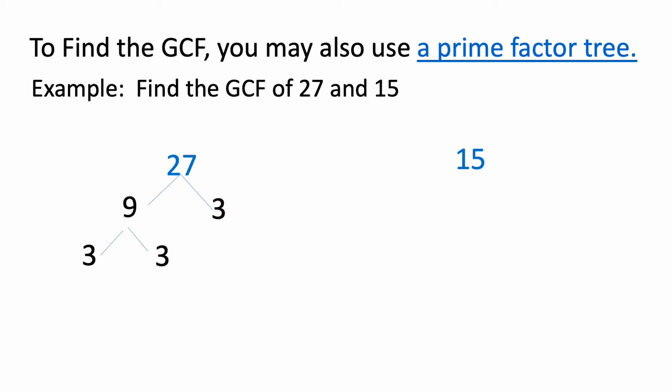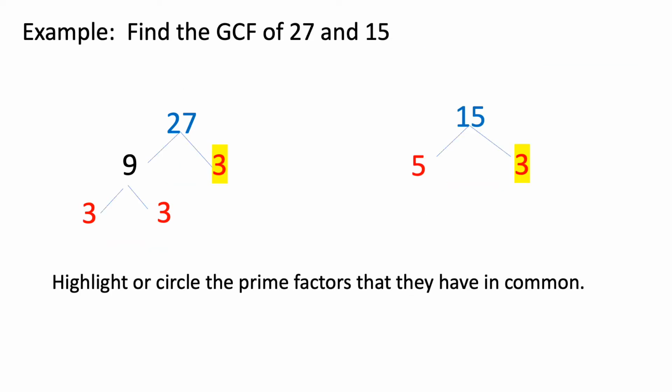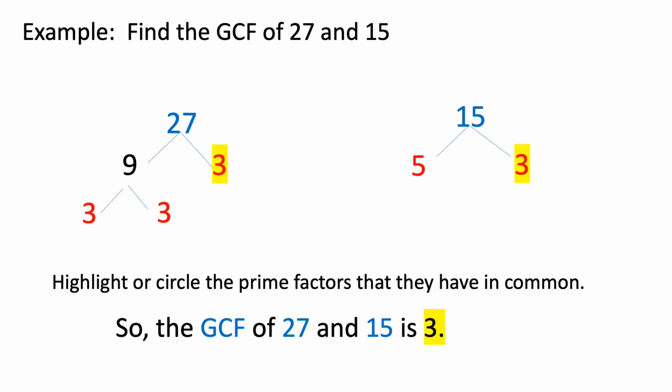Next we'll look at 15. We can divide 15 into 5 groups of 3. 5 and 3 are both prime, so we're done factoring 15 into its prime factors. We can highlight or circle the prime factors that they have in common. Notice that the prime factors here are 3, 3, and 3 for 27 and 5 and 3 for 15. They each have at least one 3. So the greatest common factor of 27 and 15 is 3.